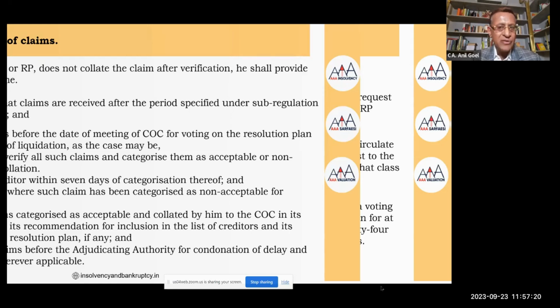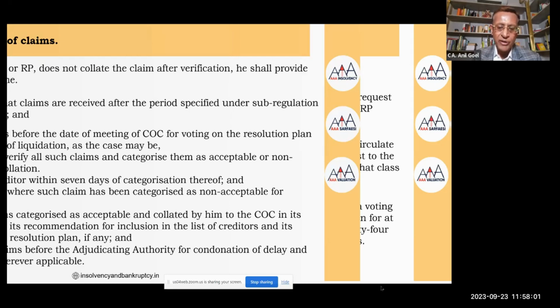Now, the RP will circulate after seeing three things. One, that the request representation has been made by not less than 10% of the voting share. Now, is the voting share within the class of creditors, or within the overall committee of creditors? That has to be seen. But my understanding is that this not less than 10% is basically the voting share of the overall COC. It is not within the class of creditors. Then the RP will circulate such request to the creditors in that class, and then will announce a voting.